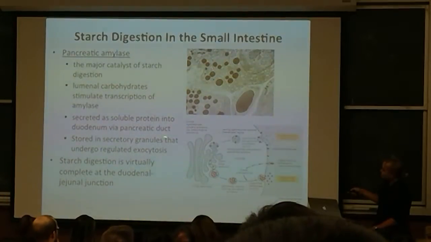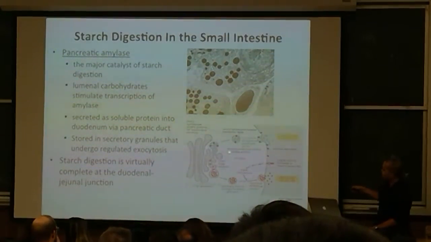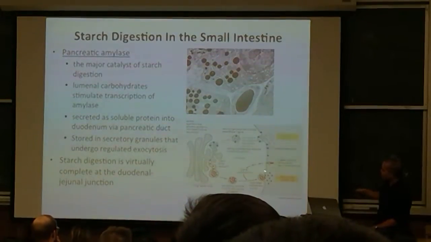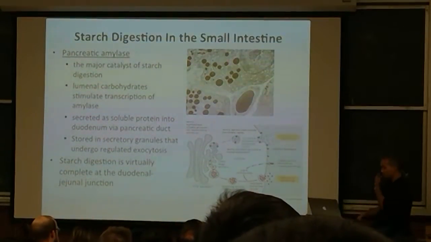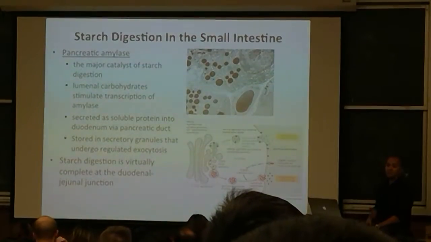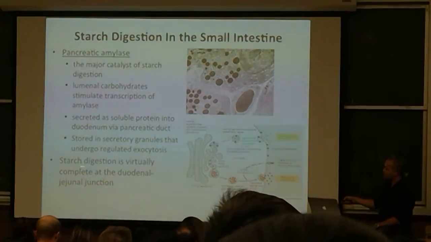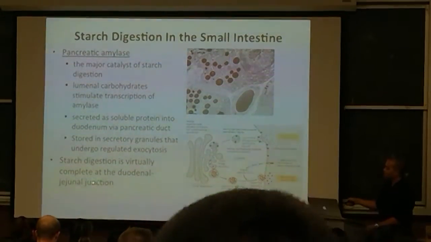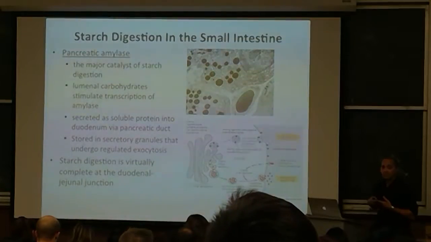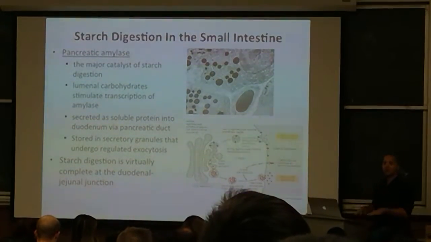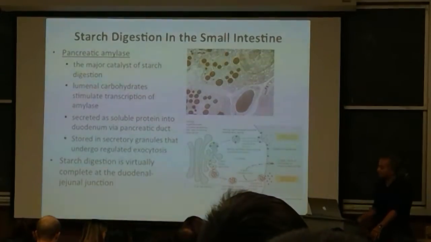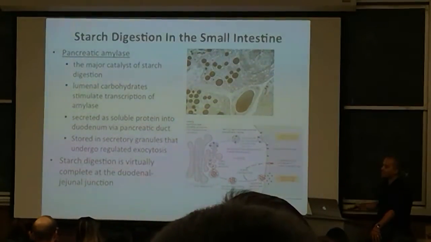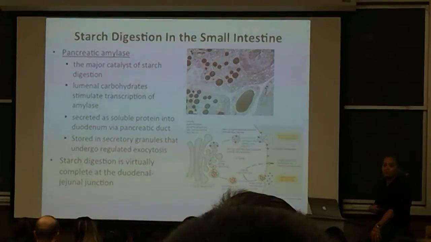And so the secretion of these granules in response to food is an example of regulated secretion. We talked about constitutive secretion; this would be an example of regulated secretion. Okay, and this is actually really good at digesting carbohydrates. Starch digestion by amylase action is virtually complete at the duodenal-jejunal junction. So way up at the top of your small intestine, almost all of the carbohydrate is digested. There's a lot of pancreatic amylase, very active, being secreted into the small intestine.